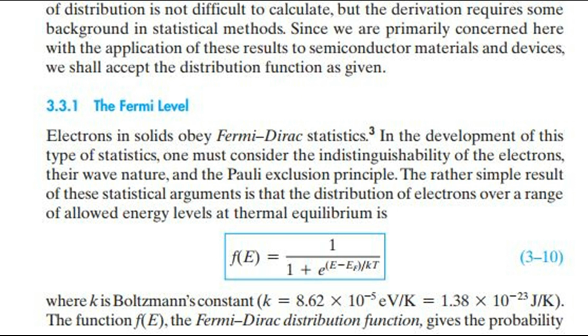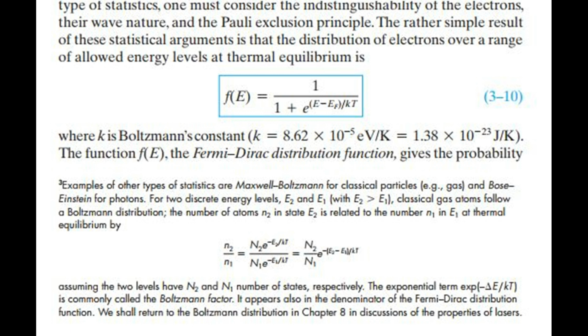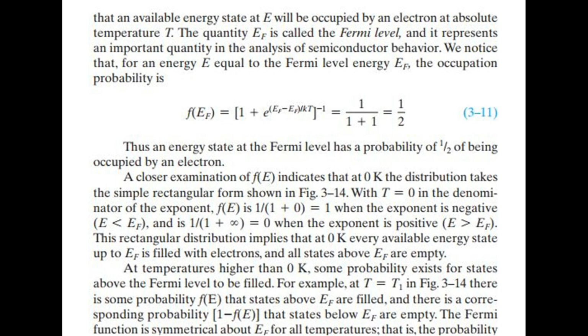The function f(E), the Fermi-Dirac distribution function, gives the probability that an available energy state at E will be occupied by an electron at absolute temperature T. The quantity E_F is called the Fermi level, and it represents an important quantity in the analysis of semiconductor behavior. We notice that for an energy E equal to the Fermi level energy E_F, the occupation probability is 1/2. Thus an energy state at the Fermi level has a probability of 1/2 of being occupied by an electron.